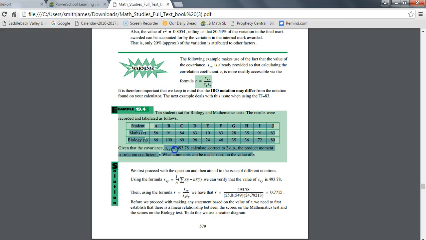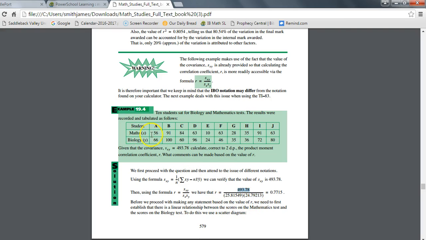Right here, notice they're giving you what we call the covariance. That is the top part of the formula. That's just something they're telling us, and you see right here they sub that in to the top of the formula. It's just given to us, and you plug it in. The bottom two pieces you would get from your calculator.